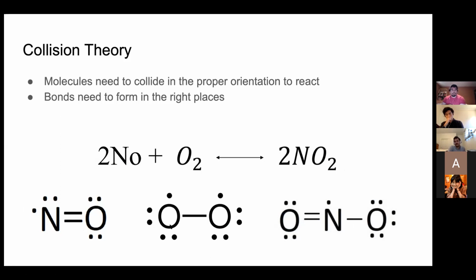We can't have this O2 collide with the NO oxygen, right? Because then we'd have the bonds in a completely different order, and that would be a completely different molecule. It probably wouldn't form anyway. So orientation is going to be important, and we'll talk a little bit more about how that can relate to catalysts.